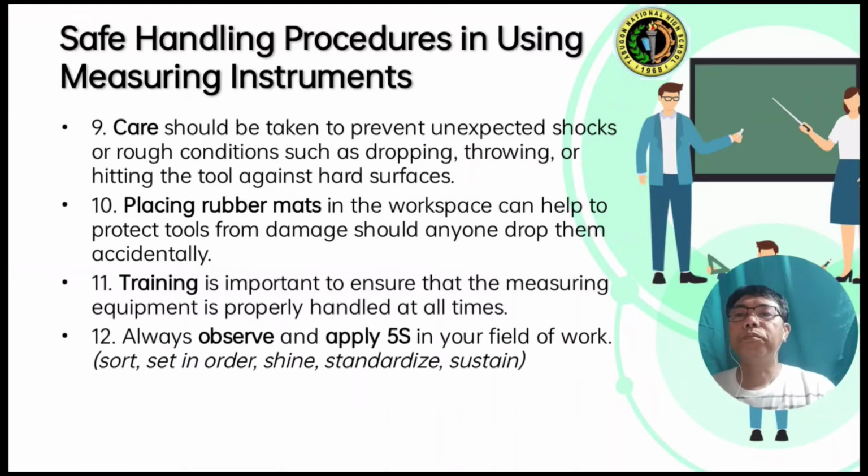And number 12, always observe and apply 5S in your field of work. So what is 5S? We have here: sort, or segregate the tools and equipment, categorize; then set in order; and the next one is shine, you have to clean; then standardize, you must have your standard procedure; and sustain. Of course, it should be a continuous process.